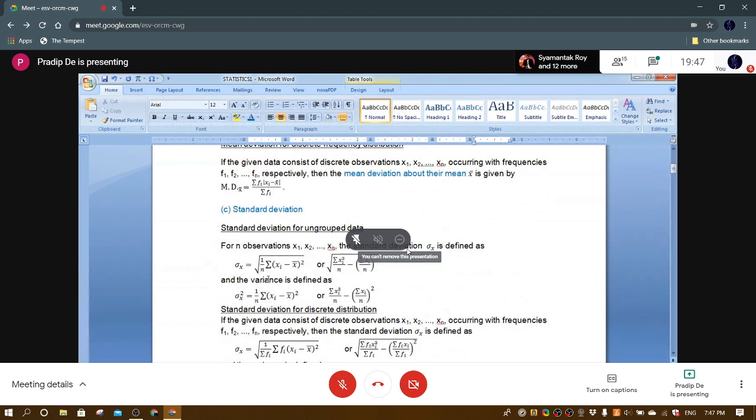If there is no frequency at all, for a simple set of numbers x1, x2, x3 up to xn, what do we do? We first find out the mean, just like the previous one. Then you find out the deviations. Take each number, x1, then x1 minus x bar. Next, take the next number, x2, again find x2 minus x bar. This way, find out the deviations of each number from the mean.